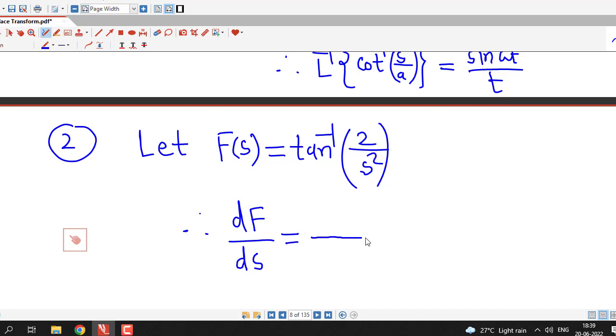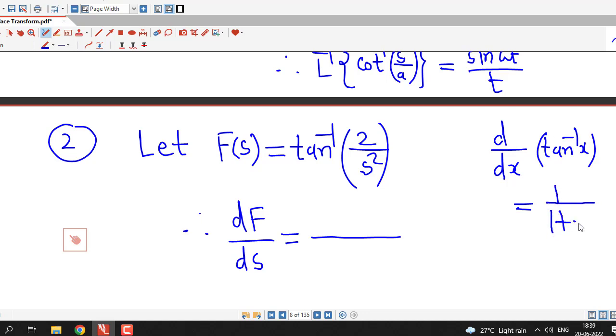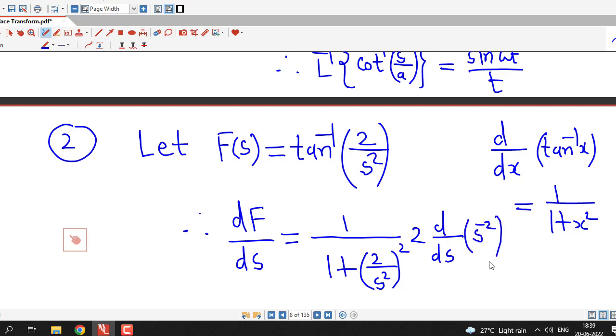equal to derivative of tan inverse, and we are familiar with the formula for derivative of tan inverse x. It is 1 divided by 1 plus x square. Instead of x we have 2 by s square here, so this we will replace by 1 divided by 1 plus 2 by s square whole square into derivative of 2 by s square. So 2 is constant, derivative of 1 by s square, that is derivative of s raised to minus 2.